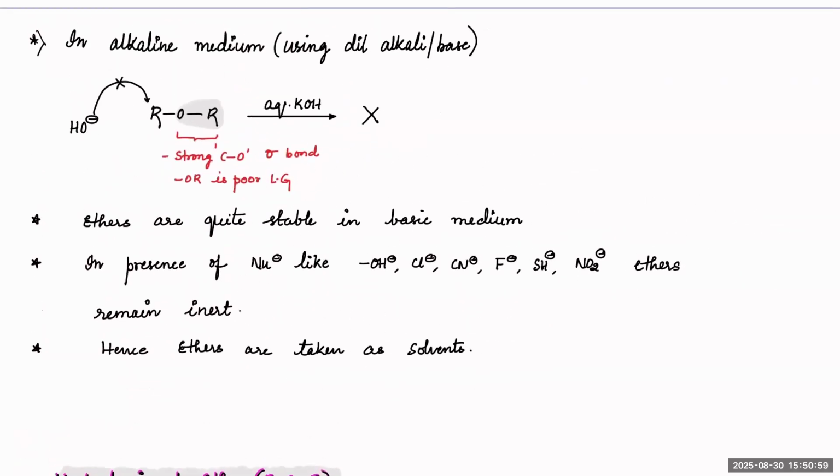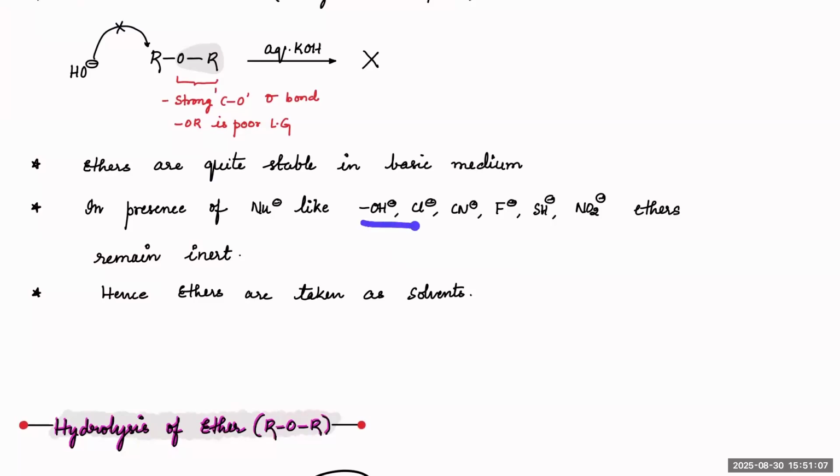Now, because in basic medium there is no reaction at all, we can say ethers are quite stable in basic medium. That's why if you directly push any nucleophile without making an acidic addition, like OH minus, Cl minus, F minus, anything you push towards ether, there is no reaction that will happen. That's why ethers are always taken as solvents in this case.